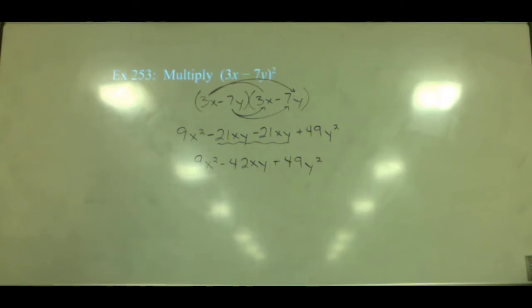Again, they call it a special pattern. It's in section 5.6 because it's something squared. But notice it's the exact same rules that we've been doing for the last, whatever, 30 minutes.